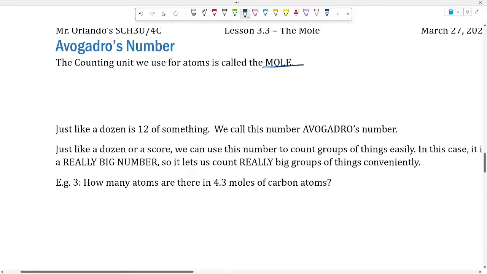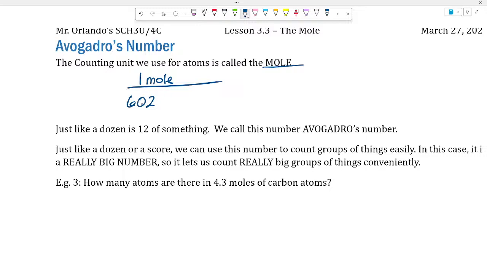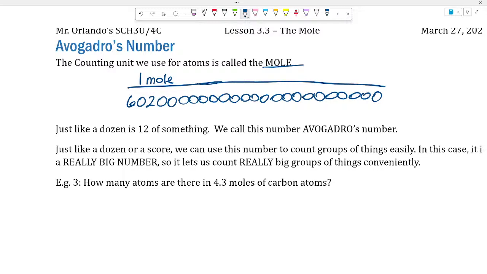It's very simple. We say that 1 mole is the same as 602, 1, 2, 3, 4, 5, 6, 7, 8, 9, 10, 11, 12, 13, 14, 15, 16, 17, 18, 19, 20, 21, 22, 23. Okay, so it's a perfectly logical number that's easy to work with. 1 mole is the same as that many things. So a mole of things is that many things.